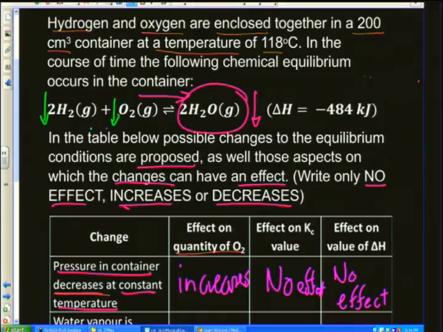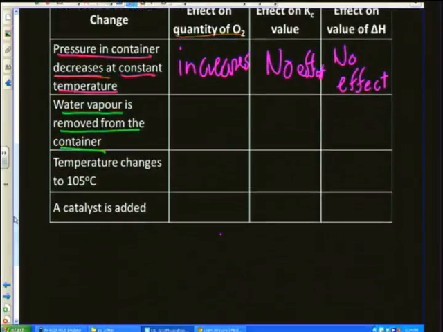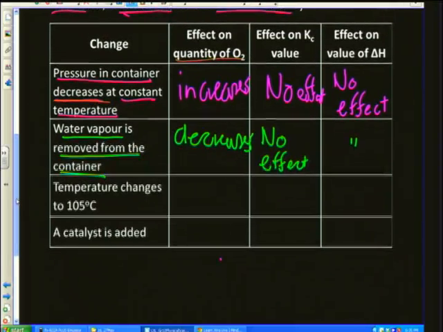So, go back to the table now and let's see exactly what's happening. For the water vapor, if I remove water vapor, what's the effect on oxygen? Well, it's going to decrease. What's the effect on the Kc? Remember, this is just changing concentration, changing the amount. So there's no effect. And on delta H, no effect. I'm just going to put double dots there. Right. Now the next one.